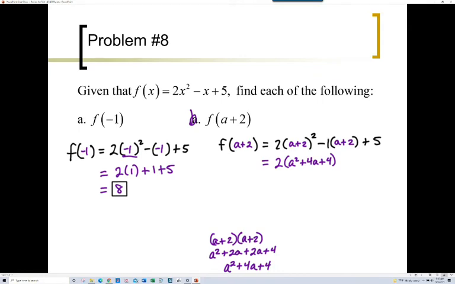Next we're going to distribute a negative. We'll get a minus a and a minus 2. Don't forget to bring down the plus 5. And then the next step, you're going to distribute that 2. Combine your like terms. Notice there's one a squared term. We have an 8a and a minus 1a. That's 7a. And notice we have three constants. 8 minus 2 is 6. Plus 5, you get 11.